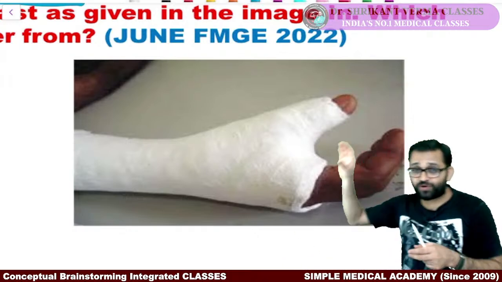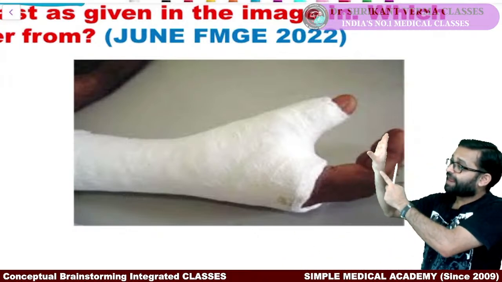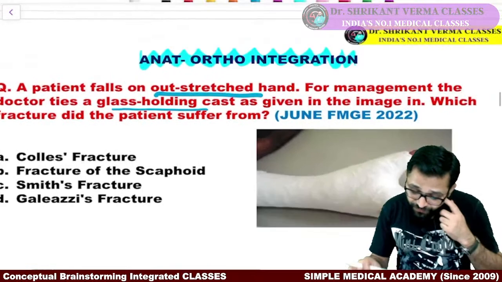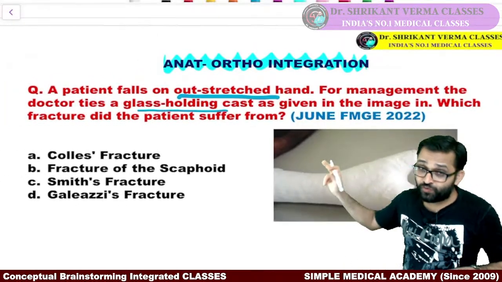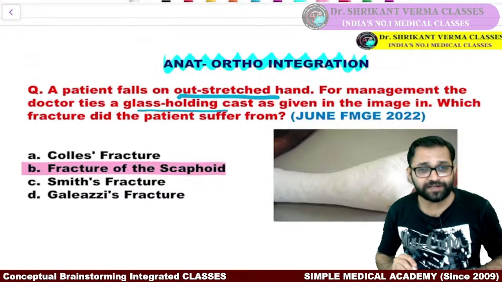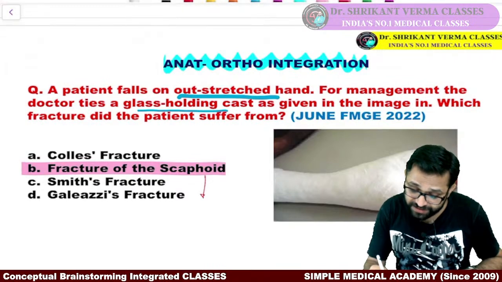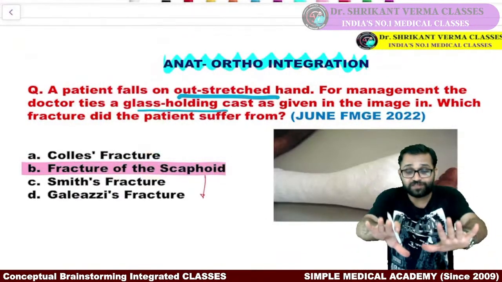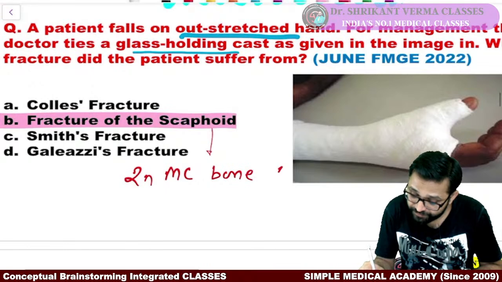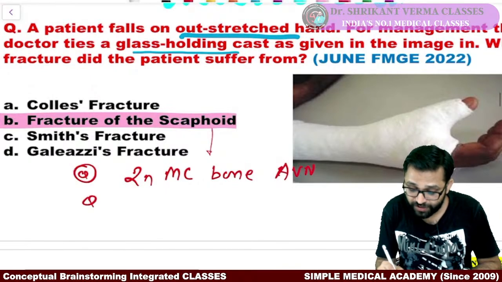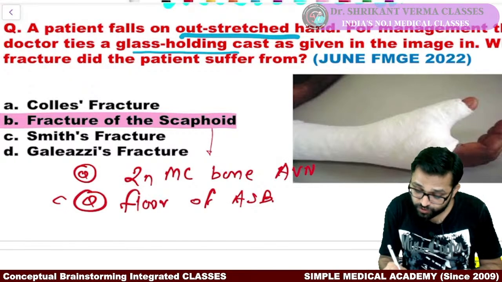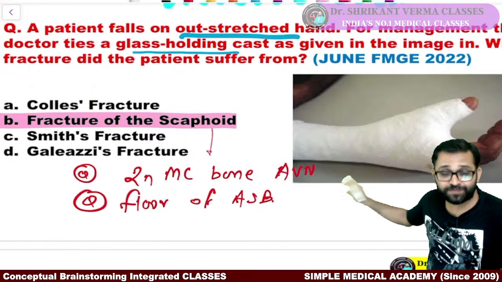When we hold the cast in this way, the thumb comes aligned to the scaphoid bone and the radius part. Getting the point? Which fracture is this? You will see in your orthopedics part, this is the fracture of the scaphoid bone. I told you this scaphoid bone is easily fractured when we fall on an outstretched hand, and it is also the second most common bone getting avascular necrosis. MCQ. Another thing is that it makes the floor of the anatomical snuffbox. So indirectly the same thing has been asked.